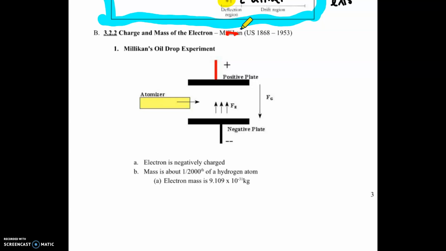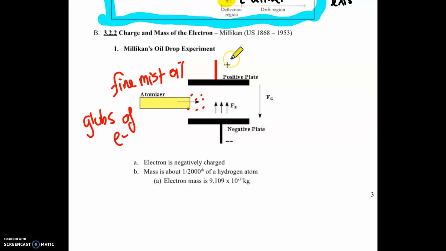So, Millikan, well, can't highlight, so we're just going to have to underline here. Millikan was a scientist in the United States, and he came up with this really creative oil drop experiment. He had an atomizer, which was over here, and that made a really fine mist of oil. It was so fine that it was actually little globs of electrons firing out of the atomizer. He again put a positive plate and a negative plate, and he manipulated those charges. So even though gravity was trying to bring those electrons down, the attraction from the positive plate and the repulsion from the negative plate made those electrons go up.